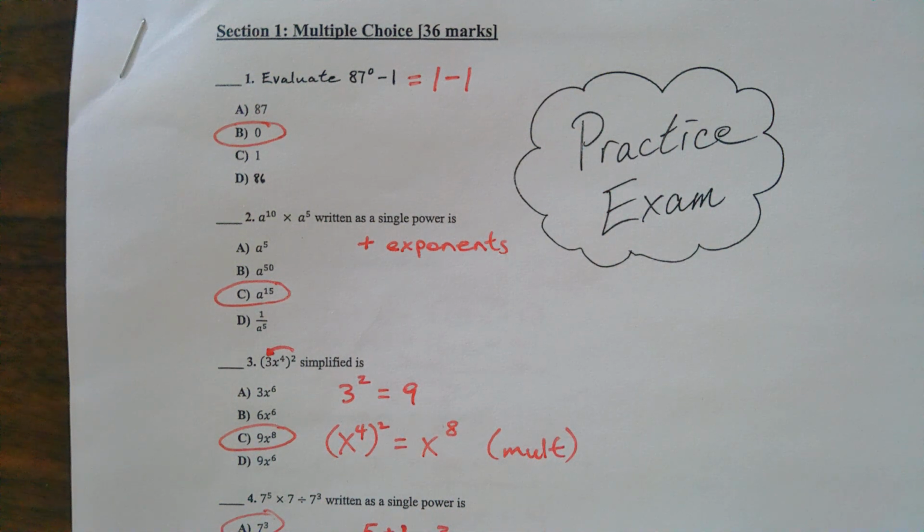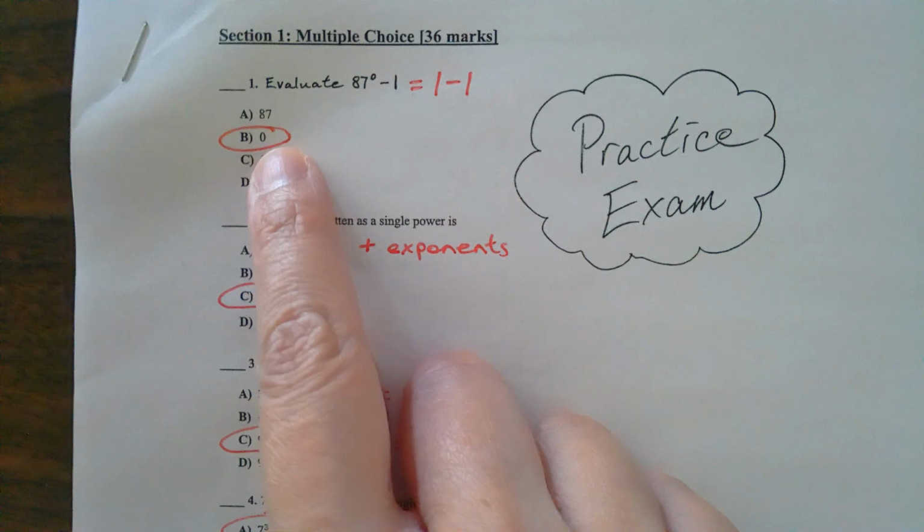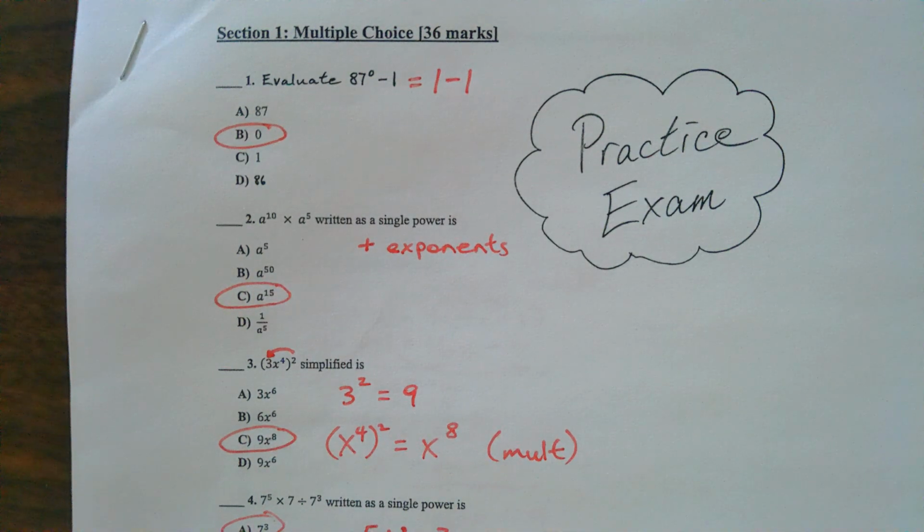So number 1, apparently people said they thought that said 87 degrees. All right, that is not 87 degrees. What does that read? To the power of 0. And what is anything to the power of 0? 1. So this becomes 1 minus 1. So your answer is B, 0.